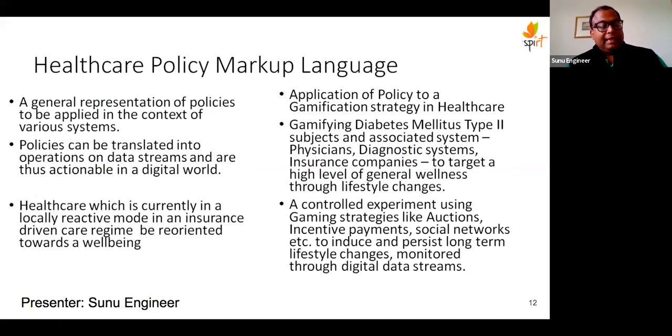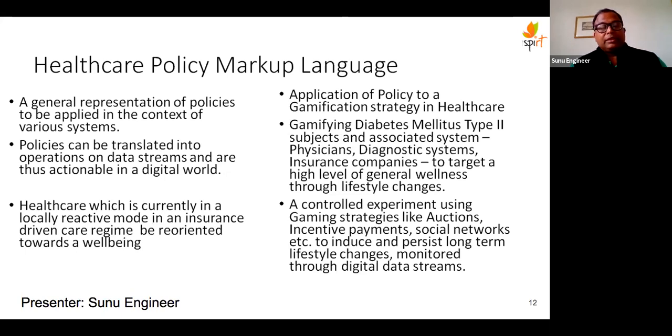We've generally been dealing with healthcare in the context of insurance-driven healthcare, and it is all about local care, reactive care. Somebody falls ill, and then you give them treatment, and then there's a financial model associated with it. What we want to do is to drive healthcare towards a holistic, well-being oriented structure, where it is about the general wellness level of the whole population rather than in the reactive mode.